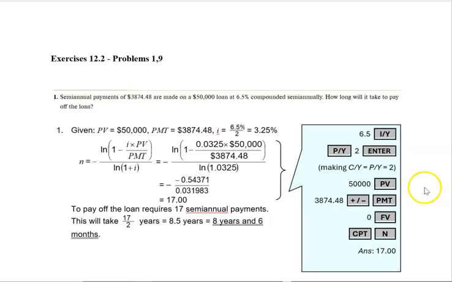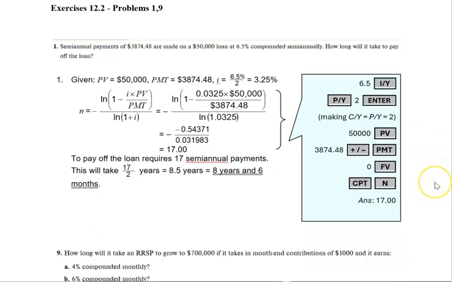So exercises 12.2, problems 1 and 9. Semi-annual payments of $38.74.48 are made on a $50,000 loan. Okay, so $50,000 loan, we know that is your present value, at 6.5% compounded semi-annually. So how long will it take to pay off the loan? Okay, so we know the present value of the loan is $50,000.